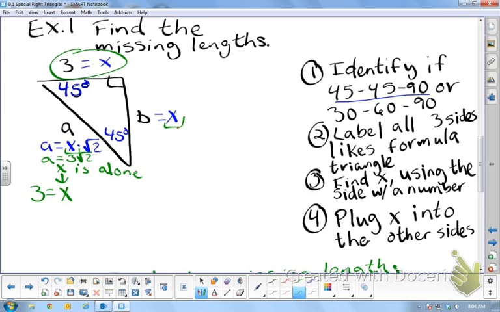Wait, how did you get 3? Was it just from the one up there? Yep, just from that equation. If that equation tells us what x is right off the bat, we know what x is.